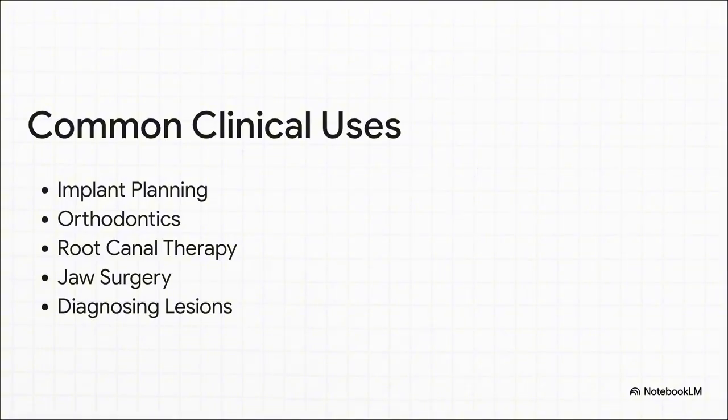Let's talk about implants. Before, it was a bit of an educated guess. Now, a dentist can see the exact thickness of your jawbone. They can see the precise path of a nerve running through there and plan the implant placement down to the millimeter to make sure they don't touch it. It takes a really complex surgery and turns it into a super safe, predictable plan. And it's the same for braces, tricky root canals, jaw surgery, you name it. It's like having a perfect GPS roadmap before you even start the journey.